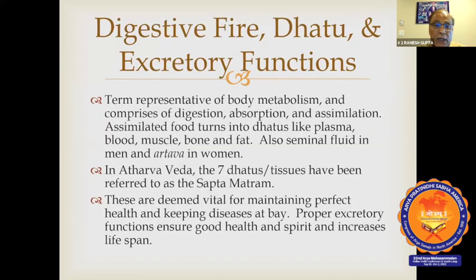So 3 doshas. Then sama dosha, sama agni. Agni means digestion, absorption, and assimilation. And then, when sama dosha, sama agni, dhatu is plasma, blood, muscle, bone, fat, and then seminal fluid in men, and it's called artav in women, the vaginal discharge. In Atharvaveda, 7 dhatus have been referred to as saptamatram. It's just a word there. And these are deemed vital for maintaining perfect health. Excretory function is very important.